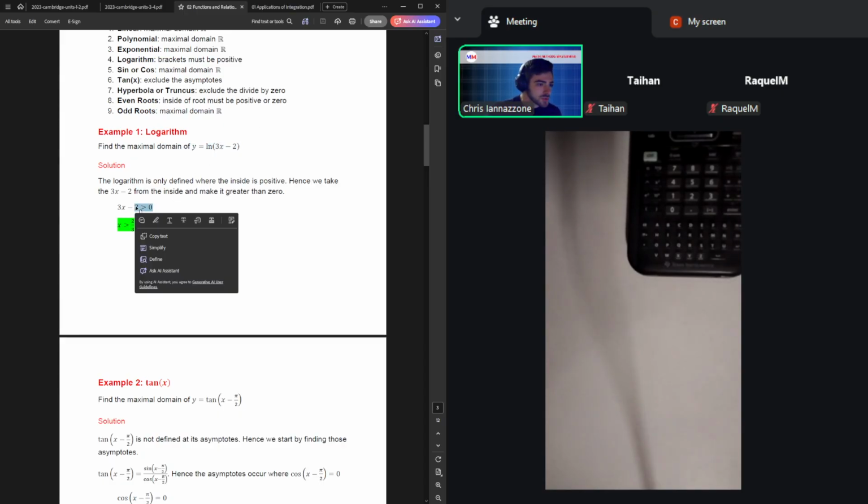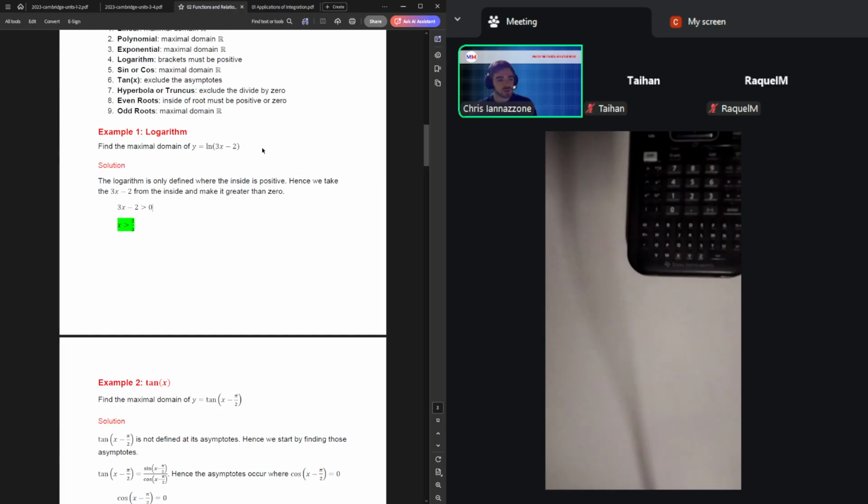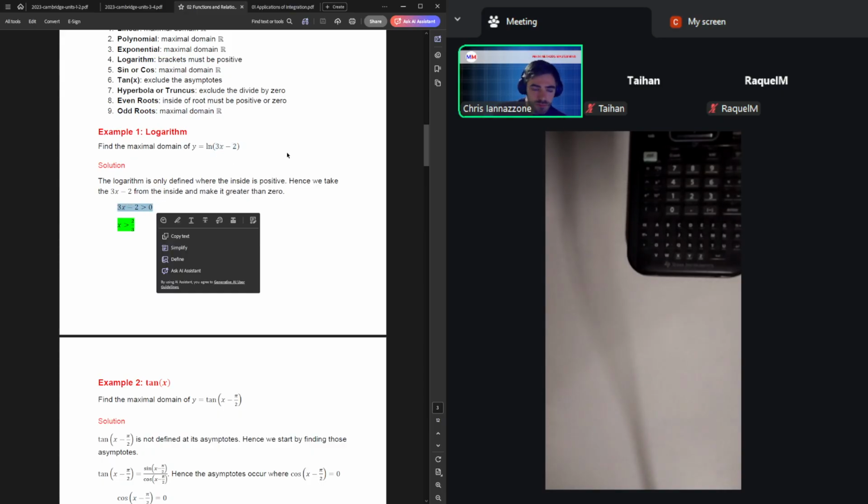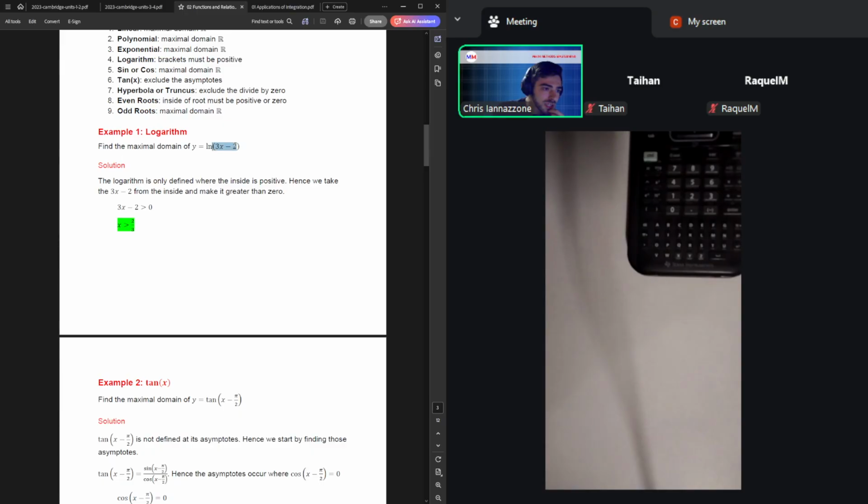Logarithms. As we said, the rule for that one is that the inside of the logarithm must always be positive. So in other words, take whatever that is, solve the inequality, make it positive. In most cases, this will just be linear, so you can just do a very basic linear equation or linear inequality solve, and you'll get your domain.